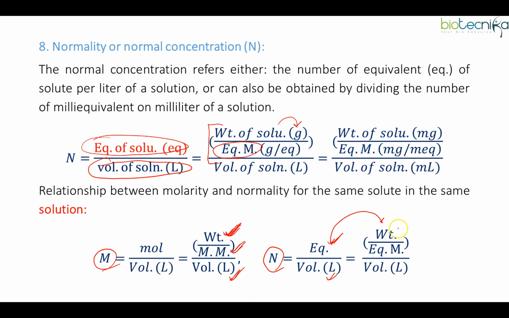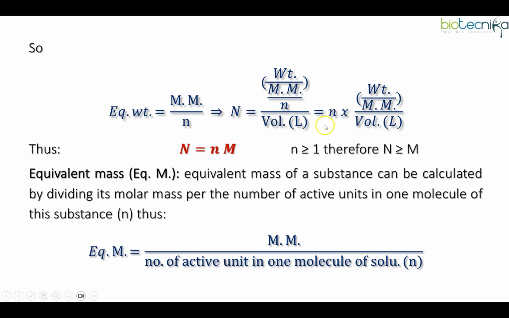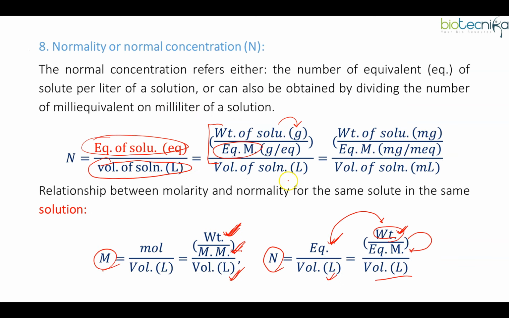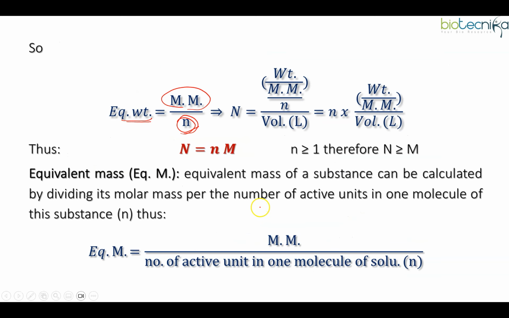Equivalent number is calculated by the same weight, how much of solute is there, but divided by the equivalent mass, not the molecular mass, divided by volume in liter. So whenever you take equivalent weight, it will be molecular mass divided by N. Now what is N? Here I told you, you have to use the equivalent mass. So how to calculate equivalent mass? How is it related to molecular mass? Equivalent mass is molecular mass divided by N. Now what is this N? N is actually the active unit in that particular component.